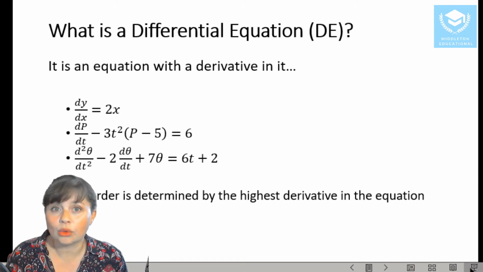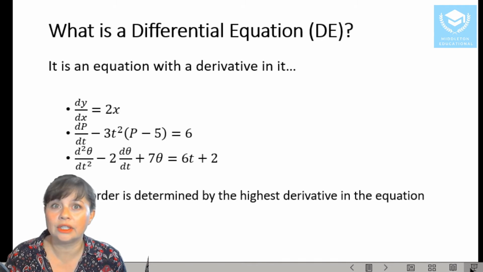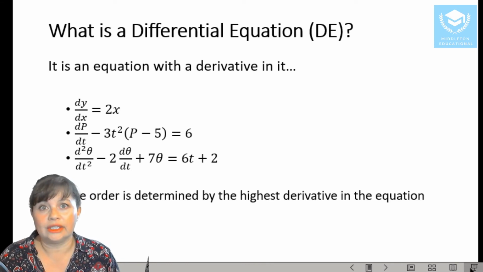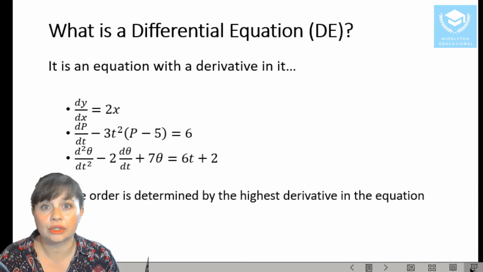You can have a first order or a second order, third order. It can go all the way up to the nth order. And the order of the equation is determined by the highest derivative in that equation. So you'll see in the examples that I've got on the screen, the first one, you have a first derivative in the equation, which makes it a first order differential equation.